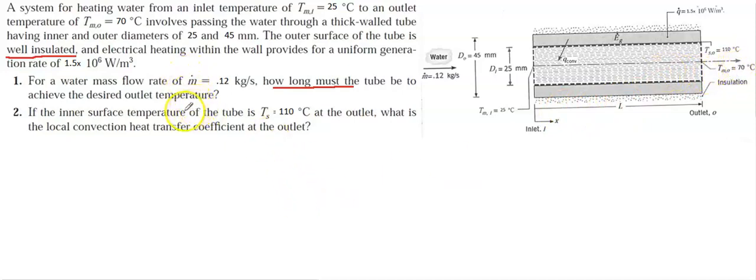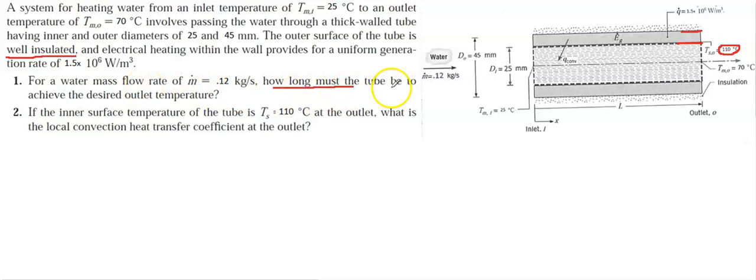And the second question is, if the inner surface temperature is 110 at the outlet, so the inner surface, that means this is the inner surface and this is the outer surface of this tube. At this inner surface, the temperature is 110. So what is the local convection heat transfer coefficient? You need to calculate h(x), the convection heat transfer coefficient. At first we'll start with the first section, that means we'll calculate the length.